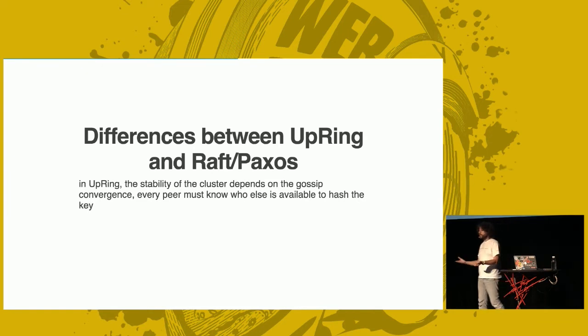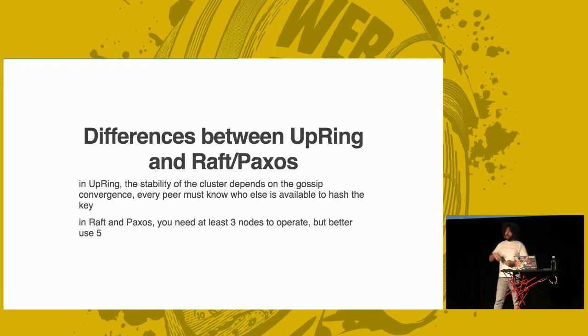So in UpRing, the stability of the cluster depends on the gossip convergence. So the peers talk to each other and detect failures. And because of this, it is guaranteed that my cluster stays up. In Raft and Paxos, instead, you need at least 3 nodes to operate, better 5. Now, if you have used Kubernetes, you have one of those clusters running around in your system. So that's what it is.